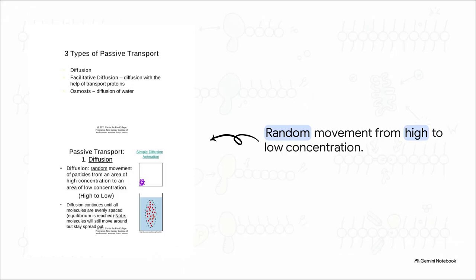Let's look a little closer at passive transport first. The most basic form is simple diffusion. Here, molecules are just in random motion. If you've got a really high concentration of particles crowded in one corner, they're naturally going to bump into each other and spread out toward the empty space. They drift from high to low. And this keeps happening until they are completely evenly spaced out, a state we call equilibrium. The cool part, even at equilibrium, they're still moving, but they just stay perfectly balanced.